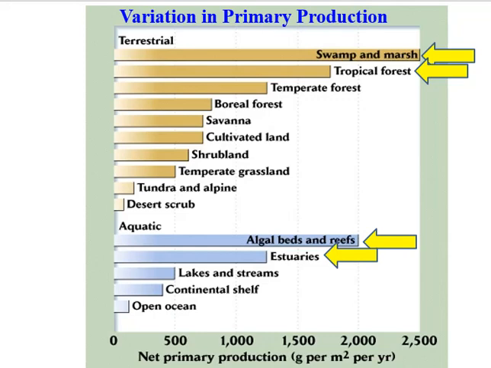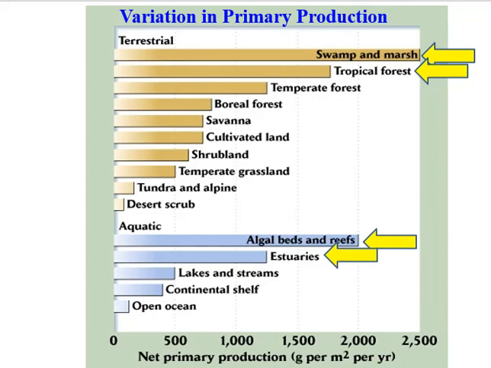In aquatic systems, algal beds close to shore, reefs, very productive, estuaries, very productive, close to shore, a lot of nutrients, a lot of sunlight. And then you go out in the open ocean. The open ocean is a huge area, but in terms of the density of energy, grams per square meter per year, it's pretty low.